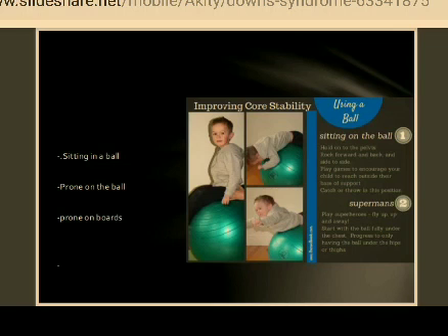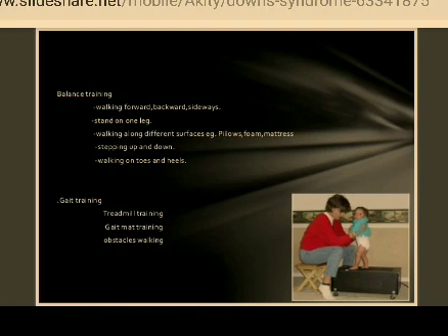Supermans. Play Supermans. Fly up, up, and away. Start with the ball fully under the chest. Progress to only having the ball under the hips or thighs. Balance training: walking forward, backward, sideways. Stand on one leg. Walking along different surfaces, for example pillows, foam mattress. Stepping up and down. Walking on toes and heels.